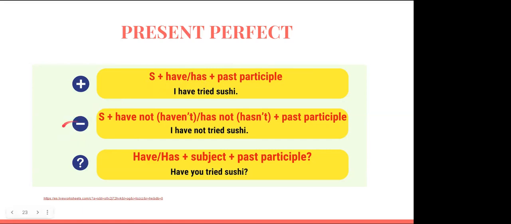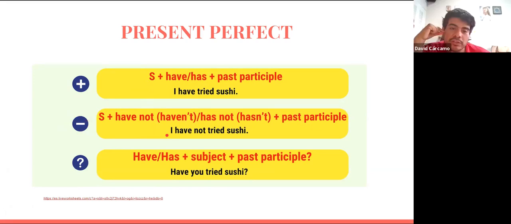And for negative statements, the only thing we do is just modify the auxiliary by adding the word not. And again, I can just write the contracted form or the complete form in both of the cases. And always followed by the past participle. Please, can you read the example? I have not tried sushi. Yes.